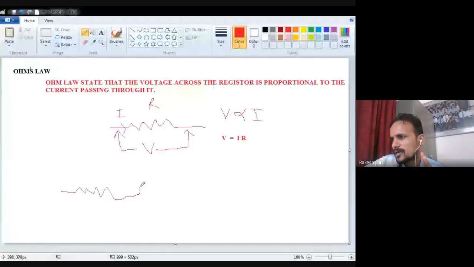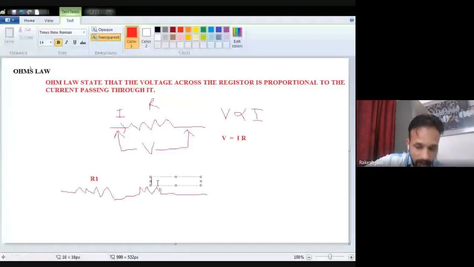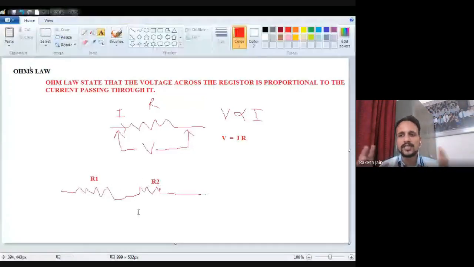Let's suppose these are two resistors, one is R1 and the second one is R2. Remember one thing: whenever resistors are in series, they add up to each other. Now I am not telling you about the series and parallel combination of resistance. I am teaching you right now about the current relation with resistances in series.